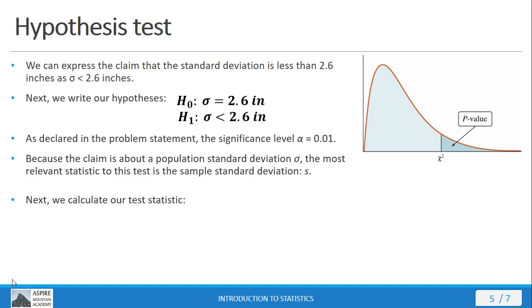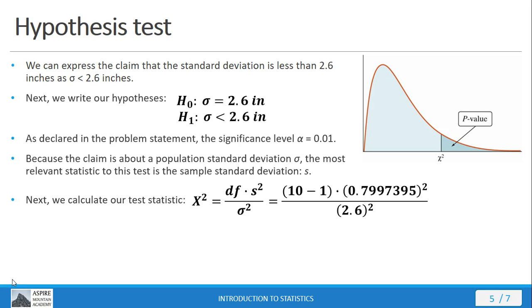We're now ready to calculate our test statistic, and you can see this is how we're going through the variance. So we've got the degrees of freedom multiplied by the sample variance divided by the population variance. So we can put numbers in for that. Degrees of freedom is just one less than the sample size. We've got 10 ladies in our sample, so 10 minus 1 gives us 9.